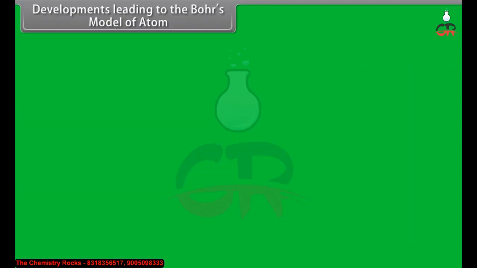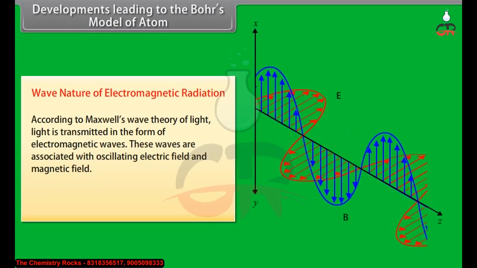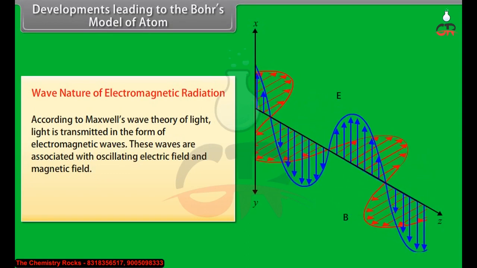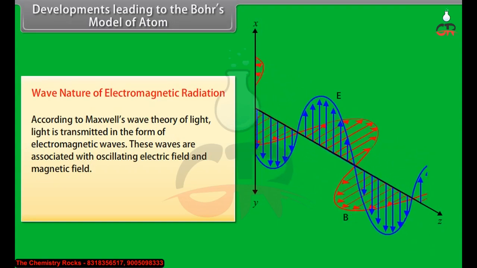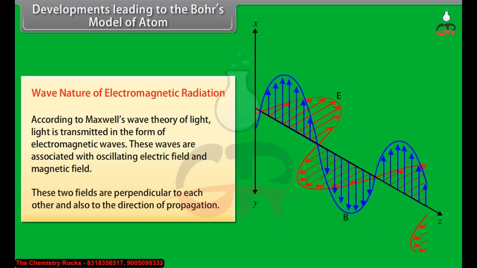Wave nature of electromagnetic radiation. According to Maxwell's wave theory of light, light is transmitted in the form of electromagnetic waves. These waves are associated with oscillating electric field and magnetic field. These two fields are perpendicular to each other and also to the direction of propagation.